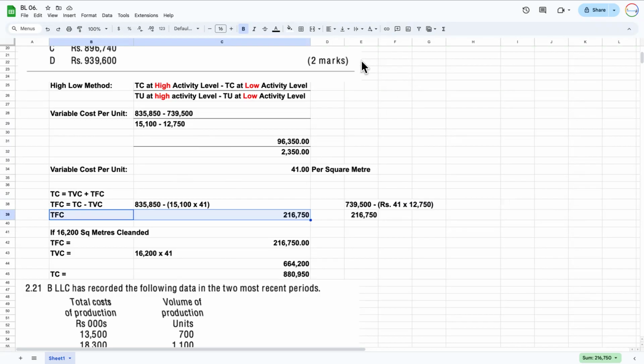Did you understand this question, my dear? Please let me know. Shaida, did you get what it means by the high-low method and the calculation?